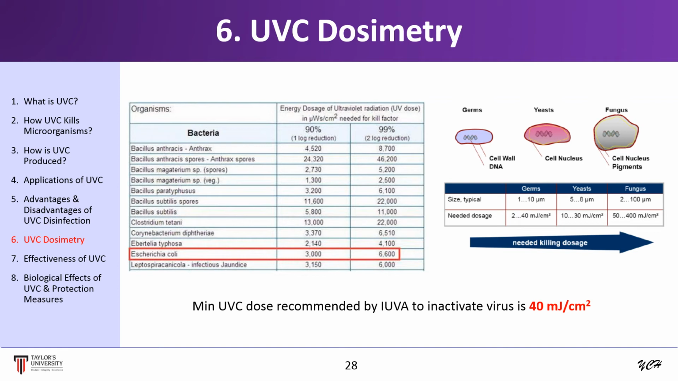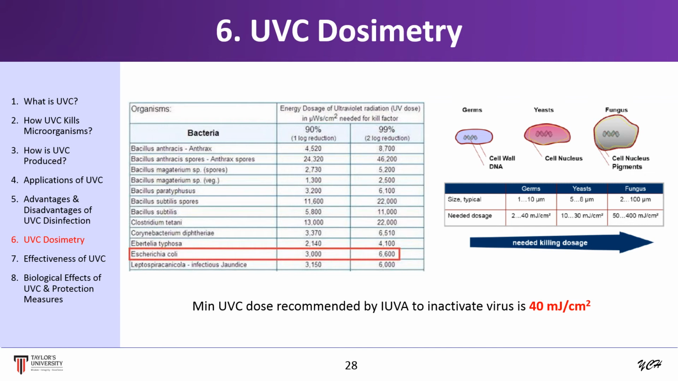To achieve 90% reduction of the bacteria, which is log 1 reduction, we need at least 3000 microwatt second per cm square of UVC dose. This is equivalent to 3000 microjoule per cm square. And to achieve 99% reduction, we need 6,600 microjoule per cm square.